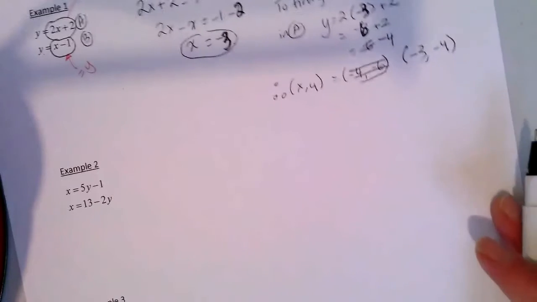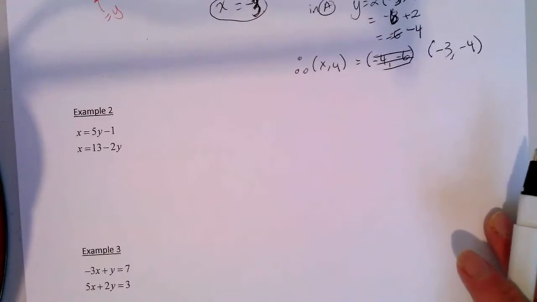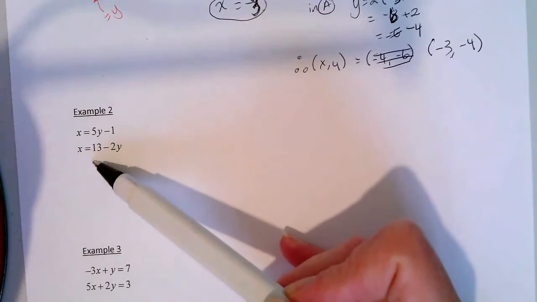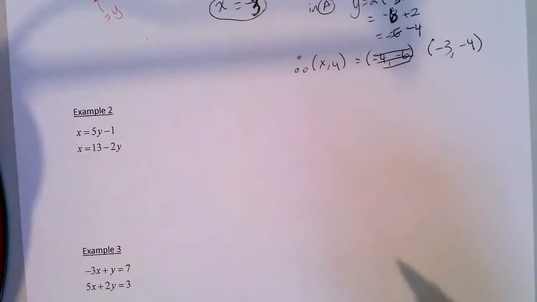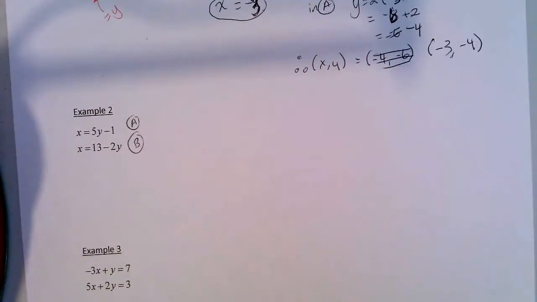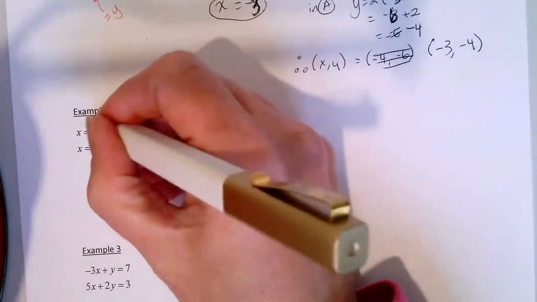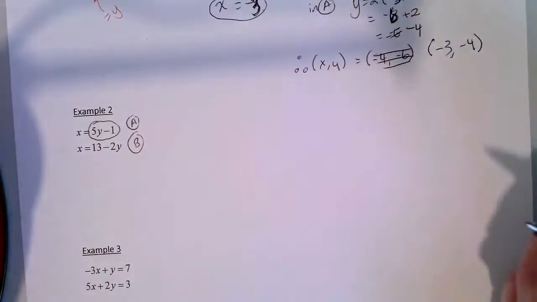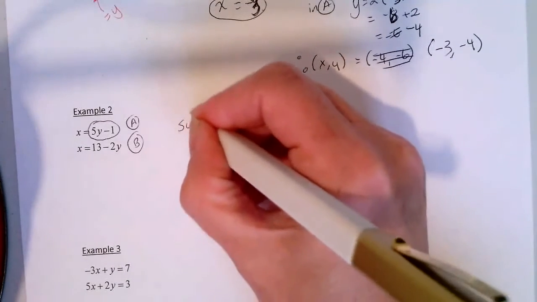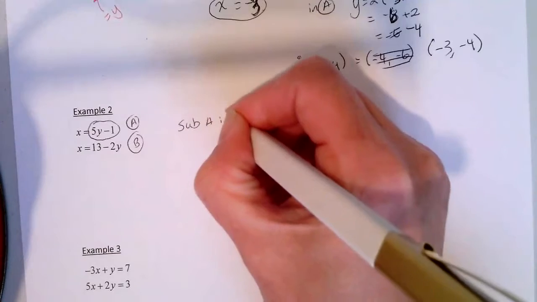Okay, let's go on to another example. Now this equation looks a little bit different because instead of it being in the form y equals, it's in the form x equals. That's a good indicator as well that the substitution method is a good option. When you have either x isolated or y isolated, then it's a good choice. So then 5y minus 1 is equal to x. So I am going to substitute A into B.